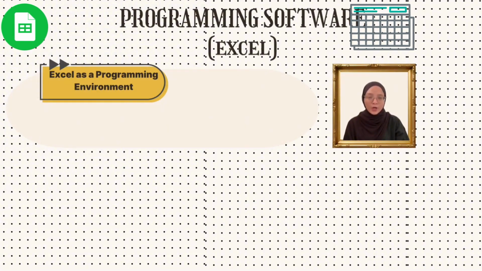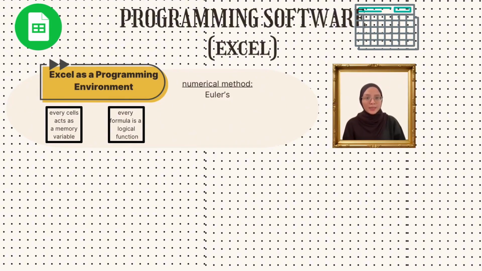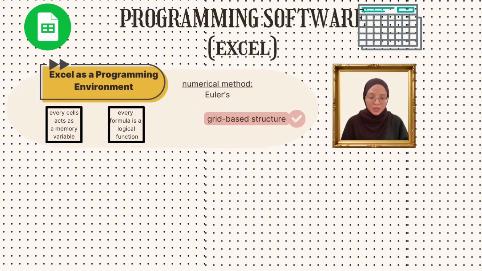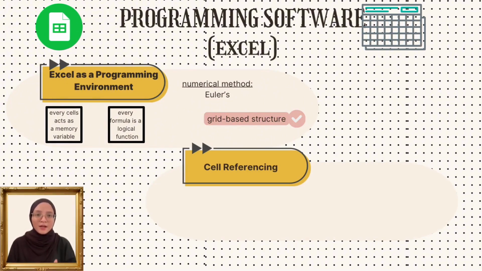When we think of programming, we usually think of writing lines of code in a text editor. However, Excel is a powerful reactive programming environment. In Excel, every cell acts as a memory variable, and every formula is a logical function. For numerical methods like Euler's, Excel is ideal because its grid-based structure perfectly matches the step-by-step nature of solving differential equations. The coding in Excel relies on cell referencing.